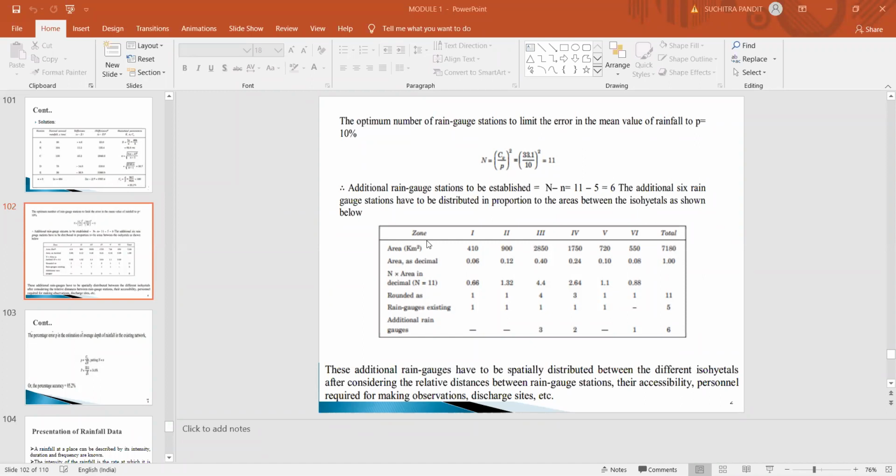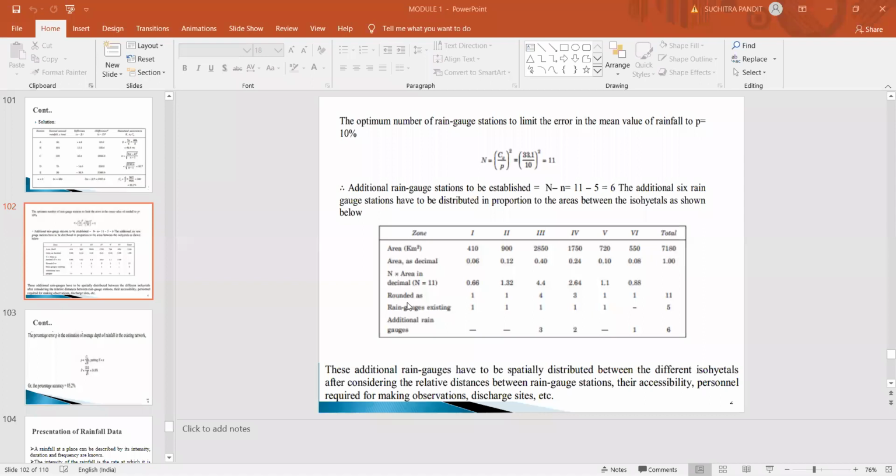So the next step is to calculate the area in decimals, like 0.06. If you add all this, it will be 1. Now calculate n into the area in decimal. Here n is the optimum number of rain gauges that you have calculated, that is 11. So you multiply the area in decimal with the optimum number of rain gauges, and you will get these values: 0.66, 1.32, 4.4, 2.64, 1.1 and 0.88.